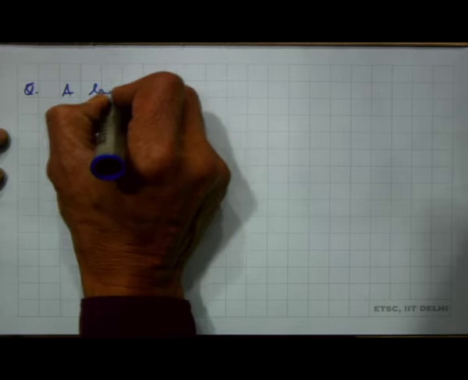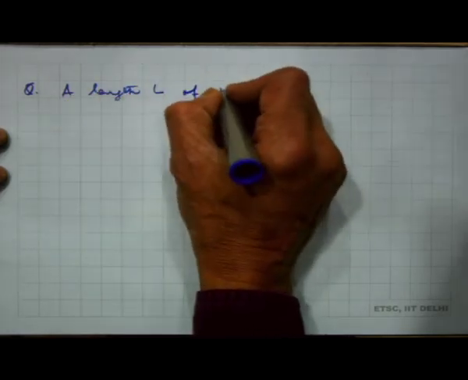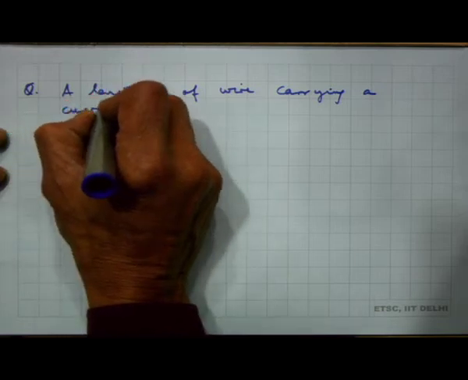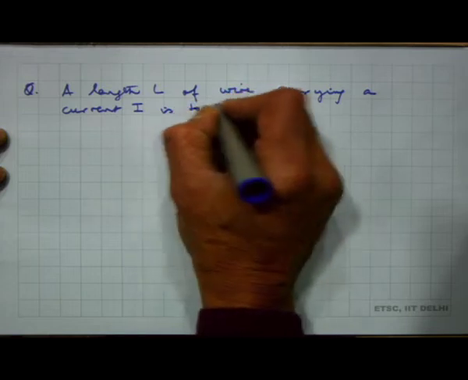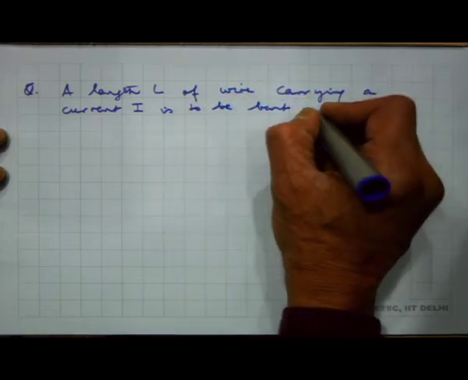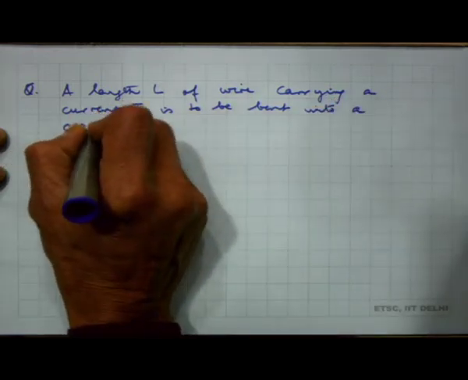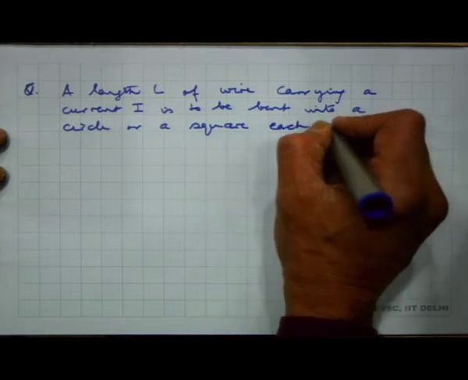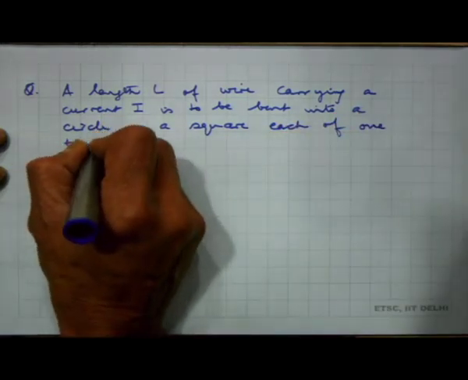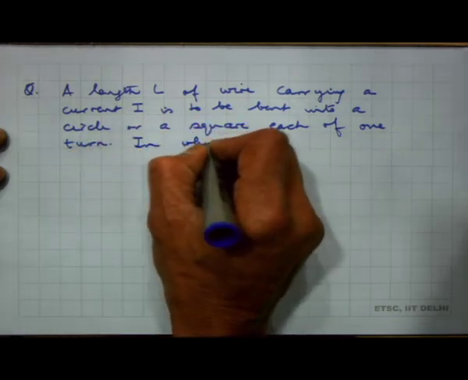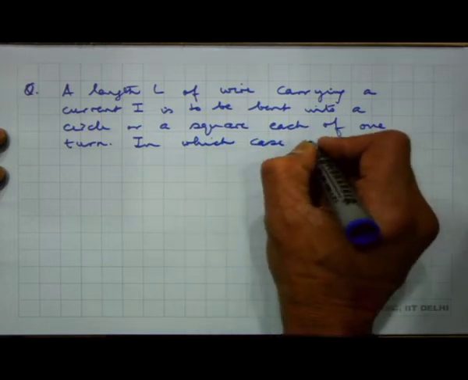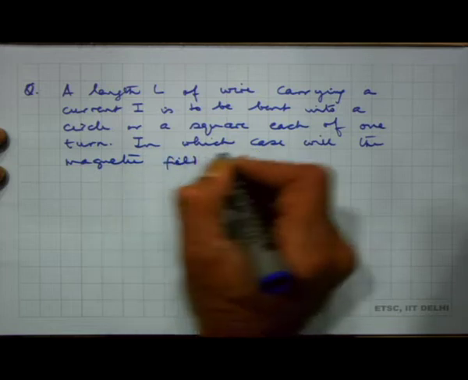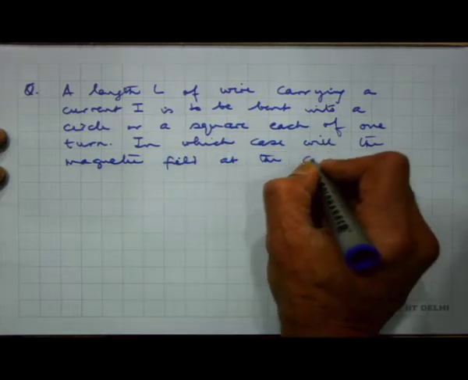A length L of wire carrying a current I is to be bent into a circle or a square, each of one turn. In which case will the magnetic field at the center be greater?